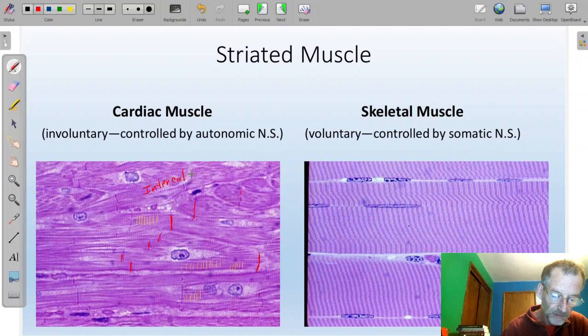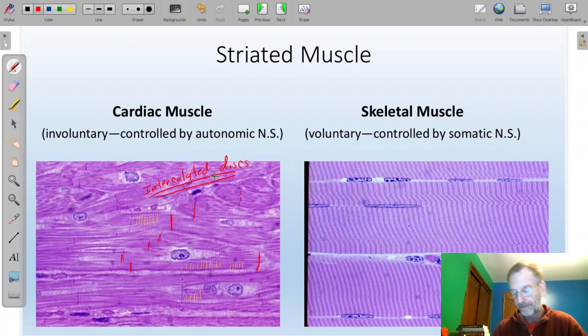So those were the intercalated discs. If that ever showed up on an exam, it would be extra credit. But they're found in cardiac muscle. Skeletal muscle, you should recognize this, at 30 paces with one eye closed. There's nothing else that really looks like it. It's dramatic. These cells are huge. This is all one cell. And you can clearly see the striations.